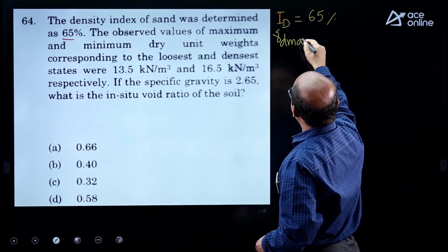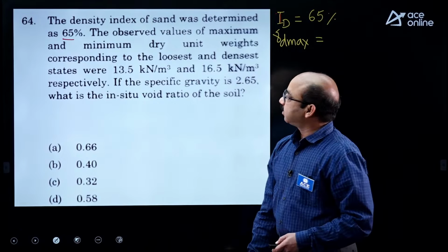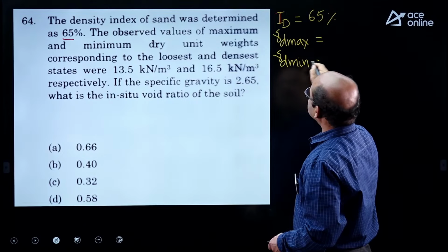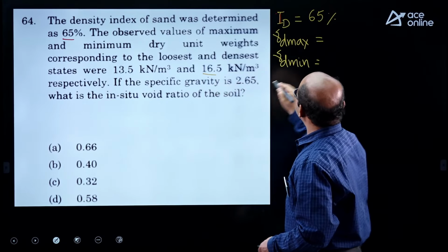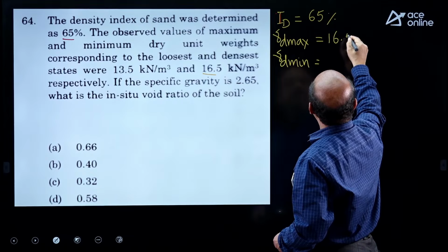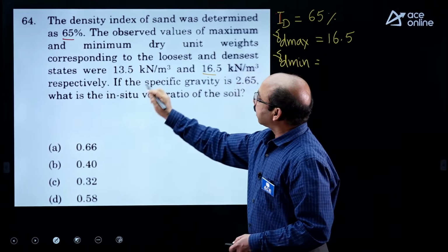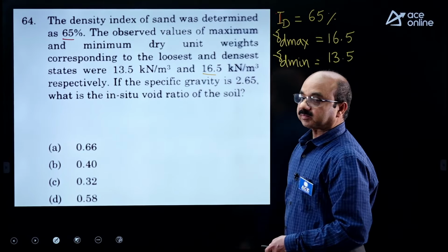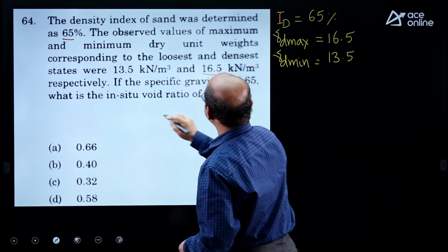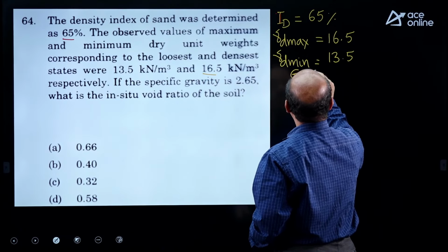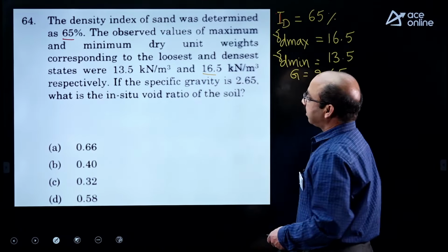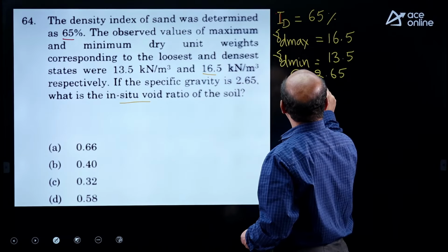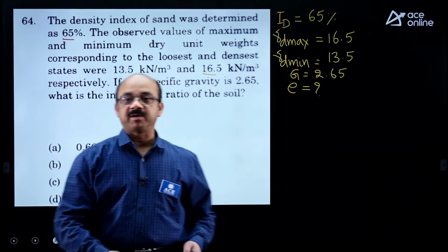You know the usual symbols we use: gamma_d maximum and then gamma_d minimum. Gamma_d maximum is given as 16.5, of course, kilonewton per meter cube. And gamma_d minimum is 13.5 kilonewton per meter cube. And specific gravity is also given as 2.65. The question here is, what is the in situ void ratio? You are asked to find the in situ void ratio.